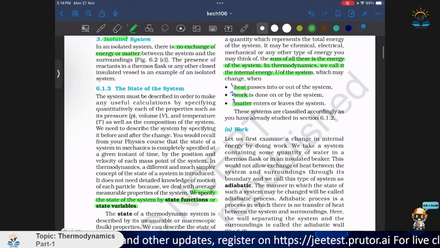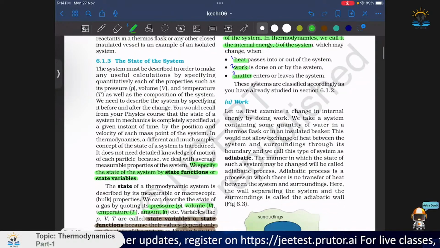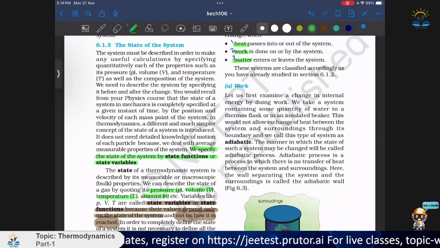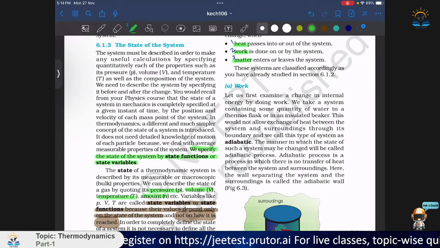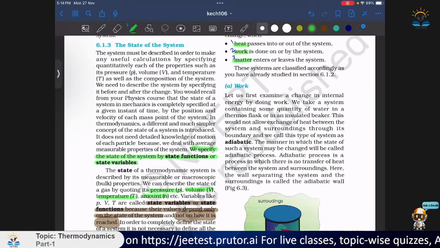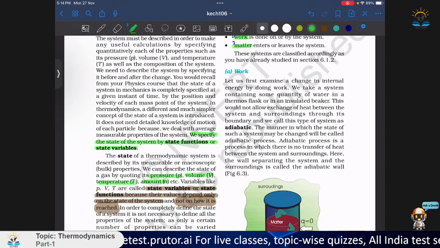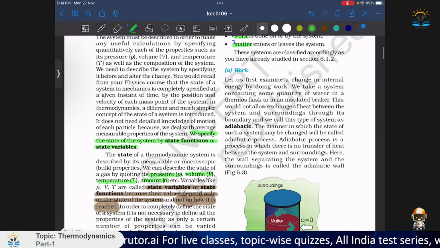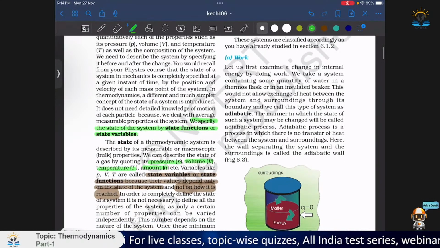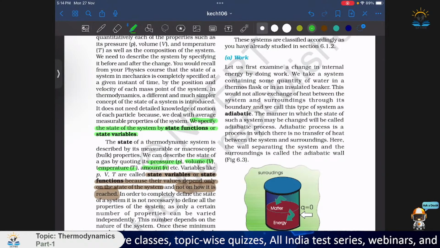Another thing we need to know is that internal energy and enthalpy are state functions. Next, we move to work. Let us first examine a change in internal energy by doing work. Here they have explained a kind of work.